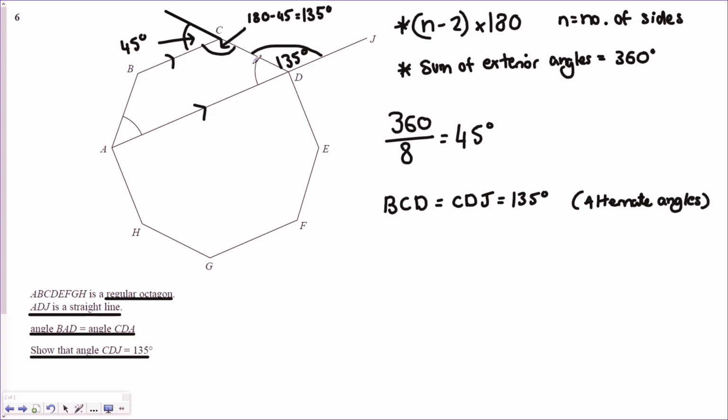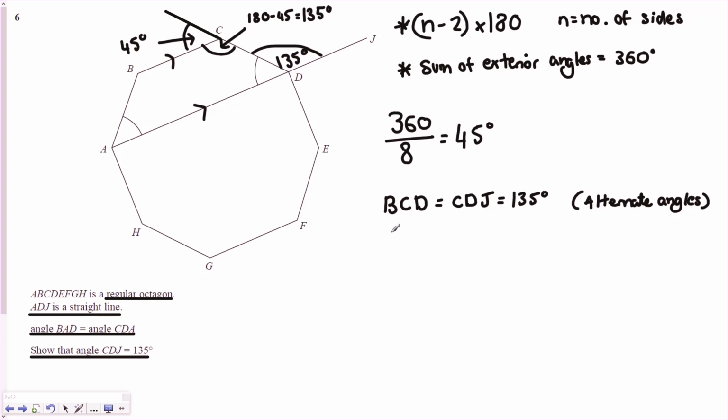Another way you could have worked this question out is if you worked this angle out, you could have worked out this angle here, which is also 135, and then these two angles are the same, and you know that angles in a quadrilateral add up to 360. Once you worked out this angle, take it away from 180 and it would give you this angle here, 135.